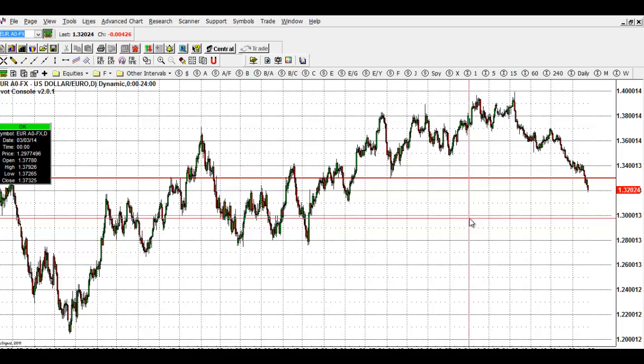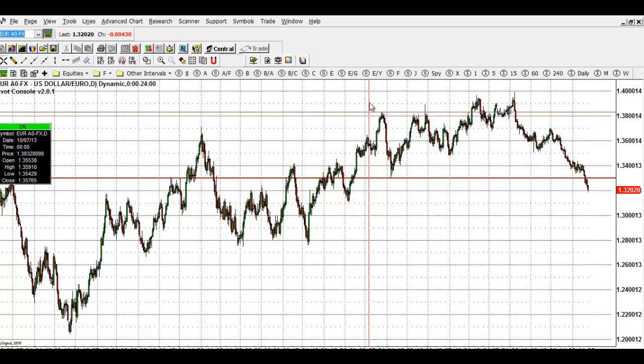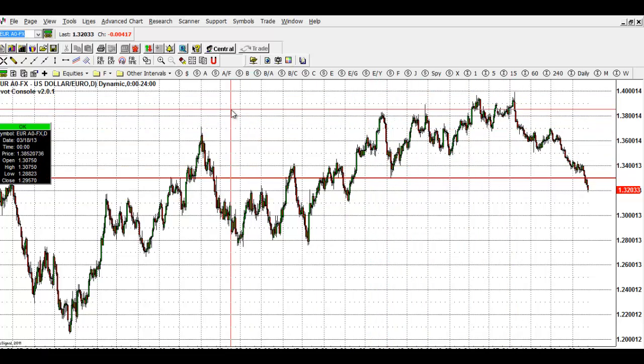Okay, so for now the momentum of the euro is currently to the downside. Now at 131.50 or so, we could get a retracement, so we have to keep an eye out for that. But for now, the market is down, and the trend has reversed to the downside. So we're in more bearish territory.